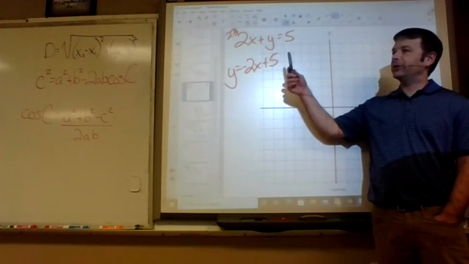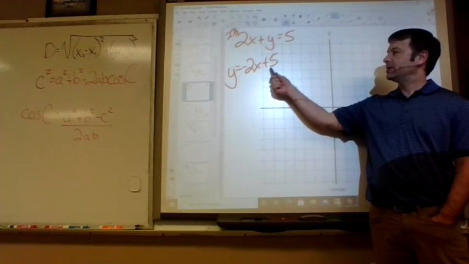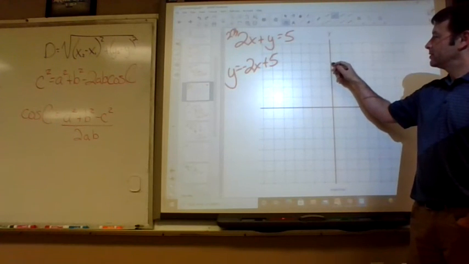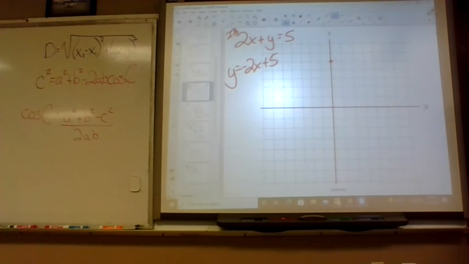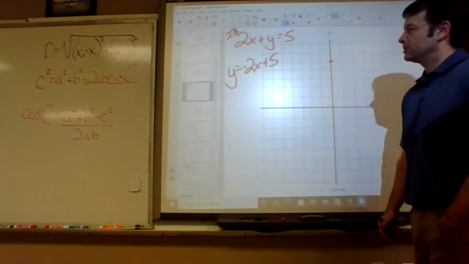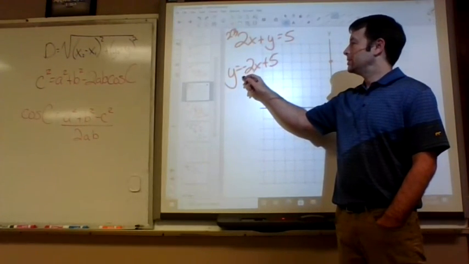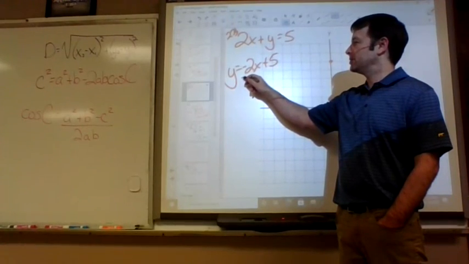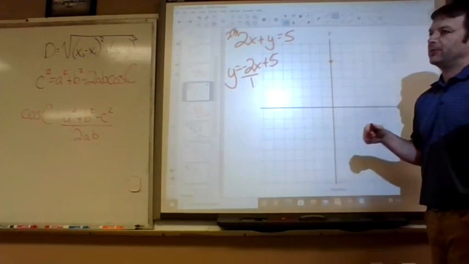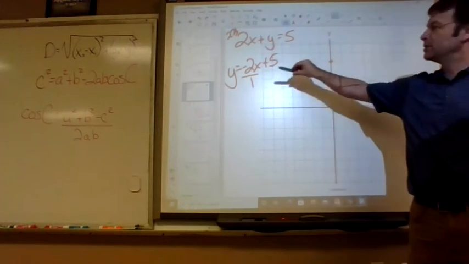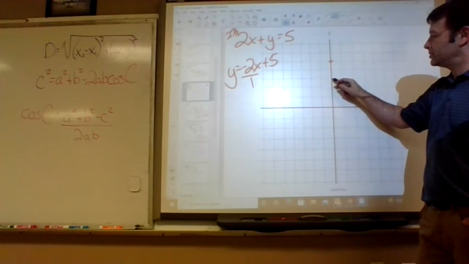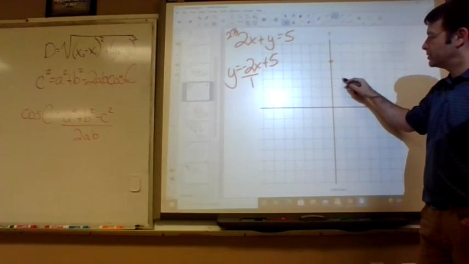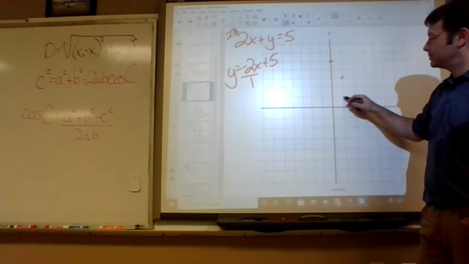Where am I going to start at on the graph? Y-intercept. Up 5. And where am I going to go from there? What is the slope on this one? Negative 2, or negative 2 over 1. So we're going to rise negative 2 and run 1, positive 1. Rise negative 2, run 1.